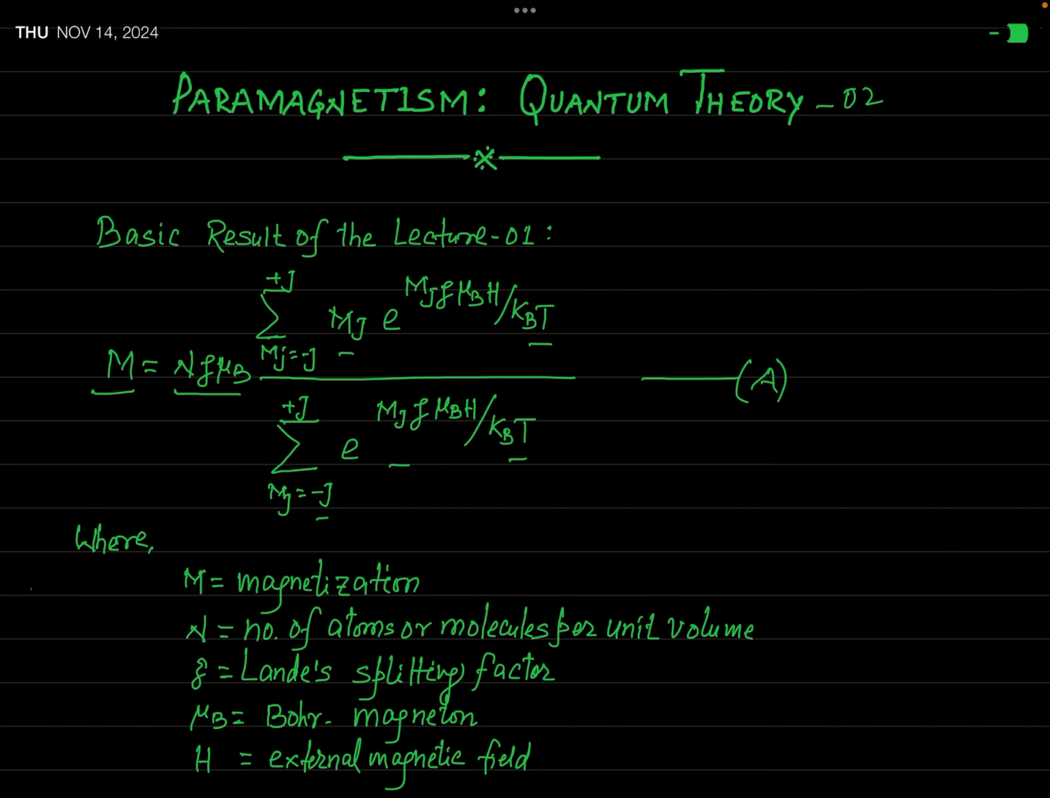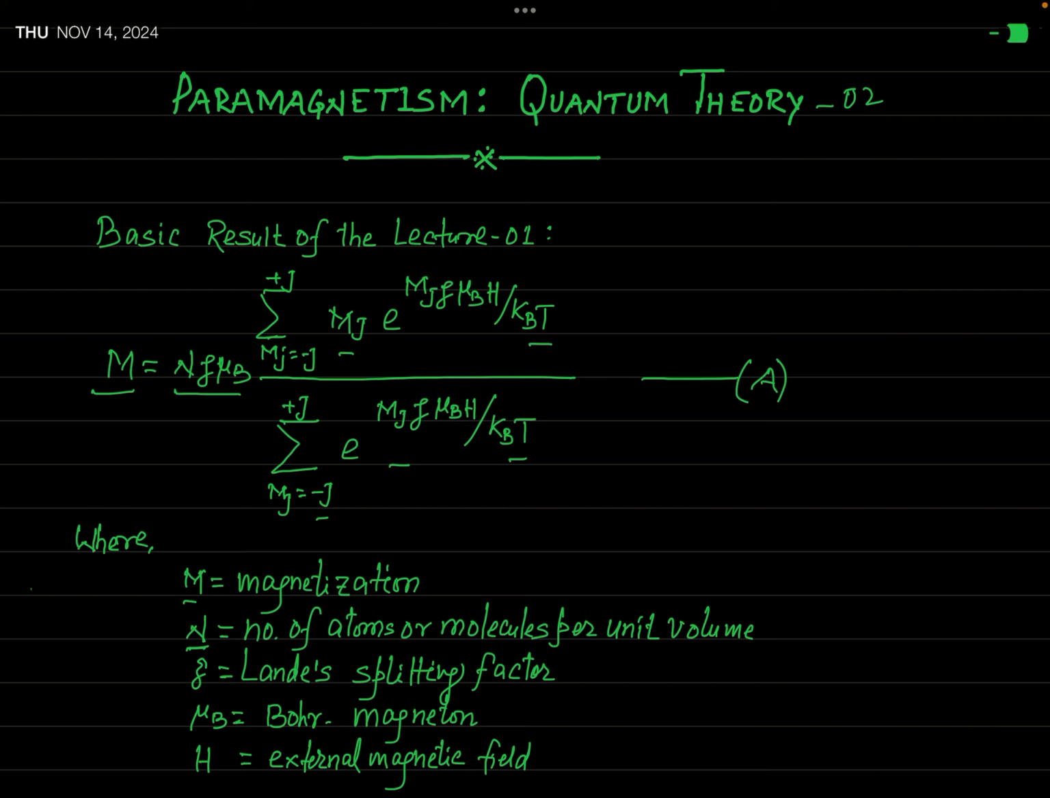I hope, as you have watched the first part of the lecture, you have an idea of the terms used in this equation. What is this M? This is magnetization, the magnetic moment per unit volume. And what is this N? This N is the number of atoms or molecules, the number of atomic or molecular dipoles per unit volume.